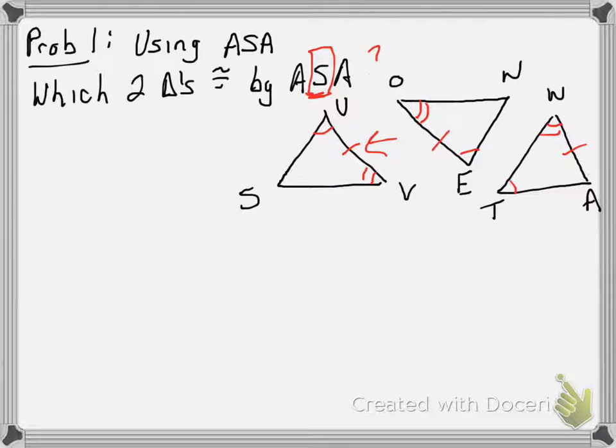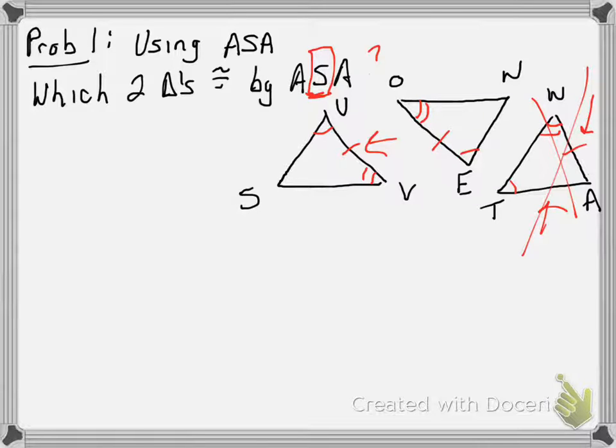So if I look at this one though, let's look at the third triangle. I'm doing that for a reason. Notice how the side is not between angle T and angle N. It's on the outside. So I can't say angle side angle, because that is not an included side, so I can't use that one.